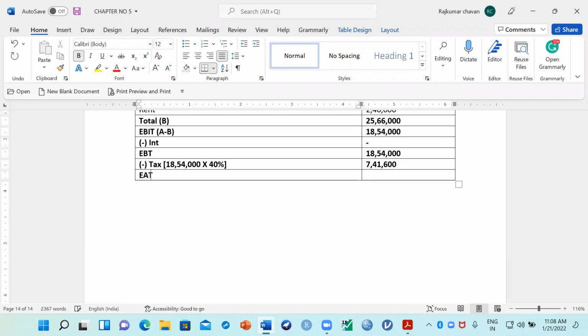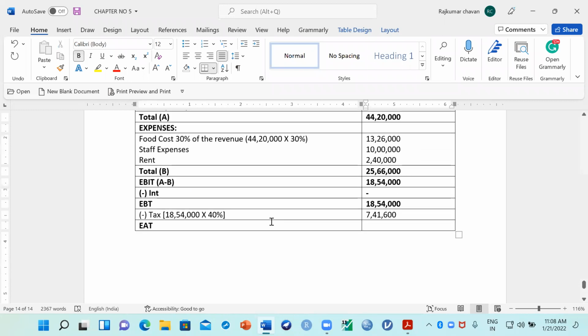7,41,600. Now what will be my earning after tax then, of this restaurant on an average? 18,54,000 minus 7,41,600. What is the earning after tax? Okay. Can you put your answer in the chat box? Okay. So total earning after tax is 11 lakh.